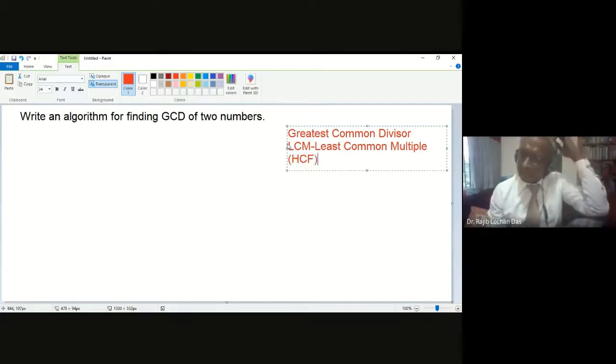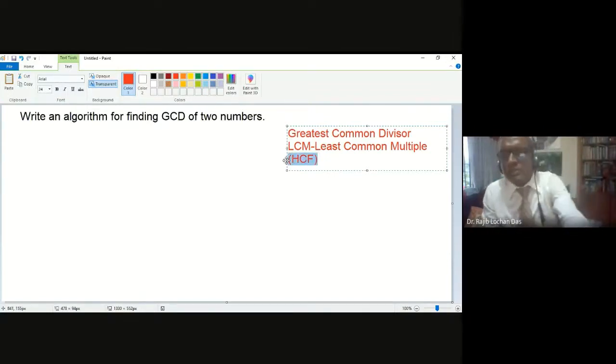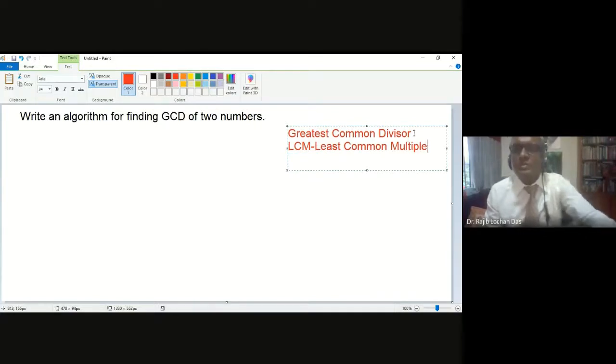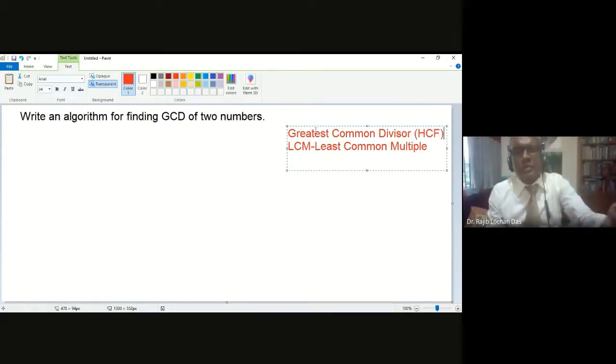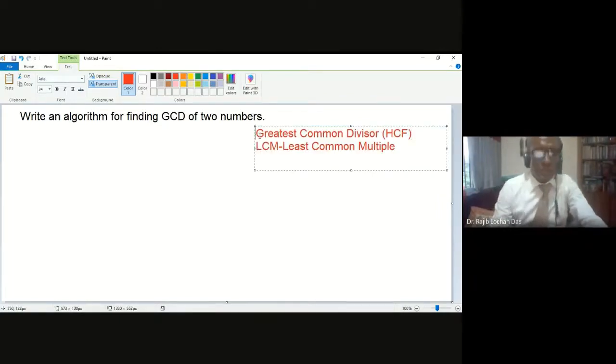HCF means, no, not HCF. Yes, HCF is sometimes used for GCD because it is highest. So highest common factor. Anyway, GCD you can say, or HCF you can say. So this is just a term.